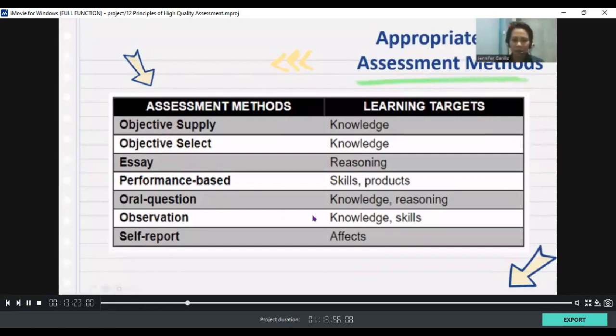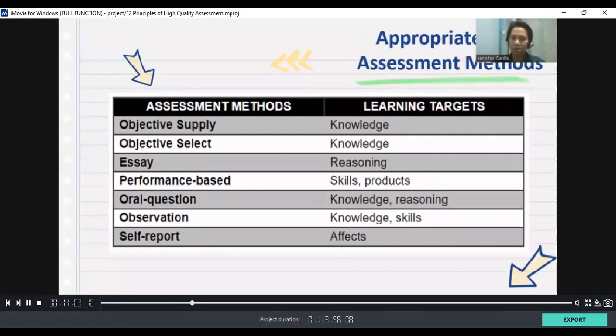Next is oral question. Oral questioning is a good assessment method to test the knowledge and reasoning skills of the students. And if you also want to assess the knowledge and skills of the students, you can also use observation. So this means you will observe how frequently the student answers the questions, those students who are very participative, involved in the activities, who share their ideas or thoughts, who raise their hands.